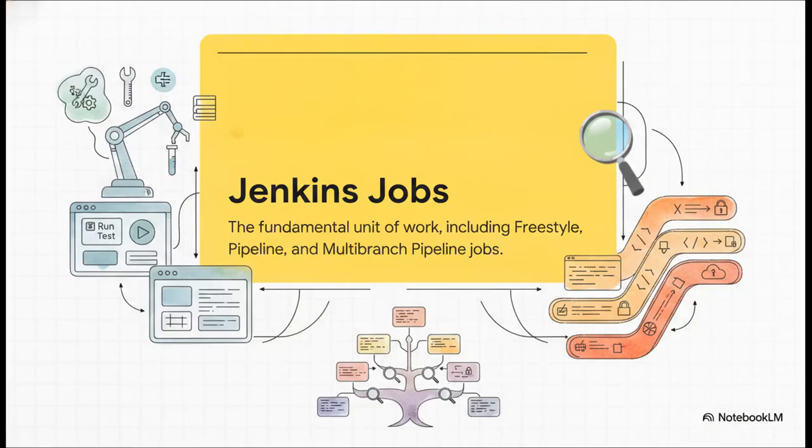Moving right along to Section 2, Core Jenkins Components. Now that we know who our butler is, let's look under the hood and break down the specific components that make this automation engine actually tick. The fundamental unit of work in Jenkins is called a job or a project, and there are three main types you absolutely need to know. We start with freestyle jobs, which are kind of your simplest bread and butter. They're super flexible, and you configure them right through the UI for basic tasks like running tests or compiling code.